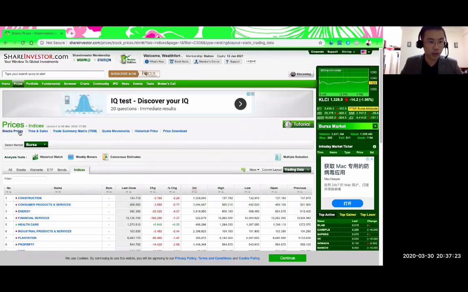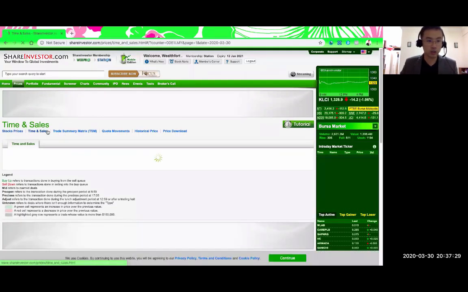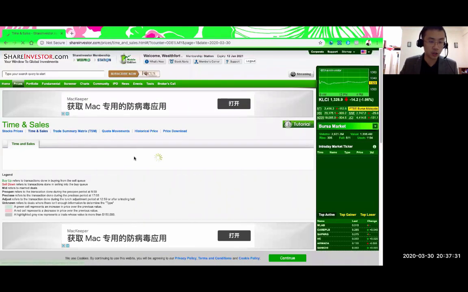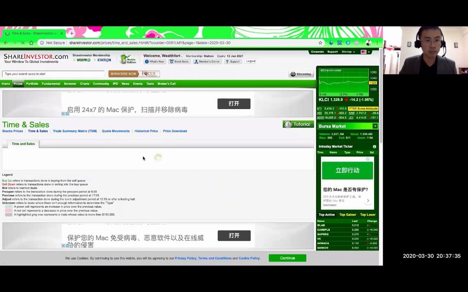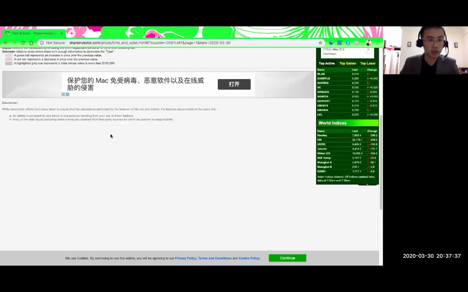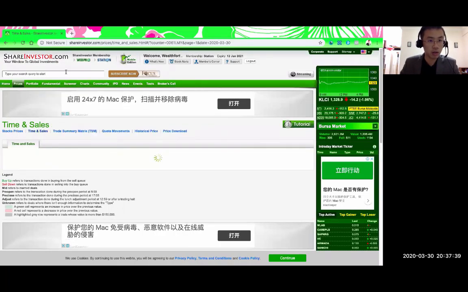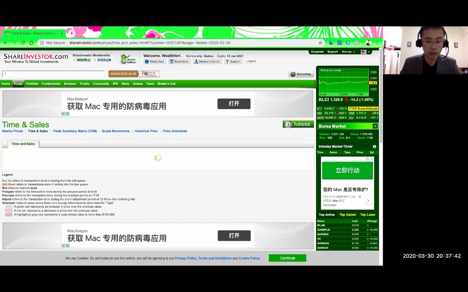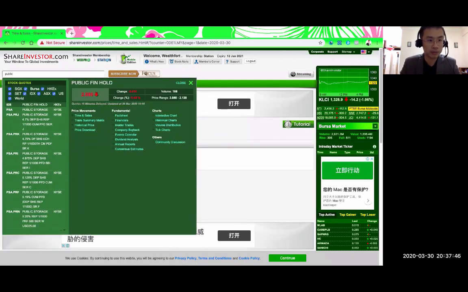So this is the one under prices. Let's go to time and sales. That's where we need to find any stock to look at. Let's take a look at one company, let's say Public Bank. You can just type Public Bank.